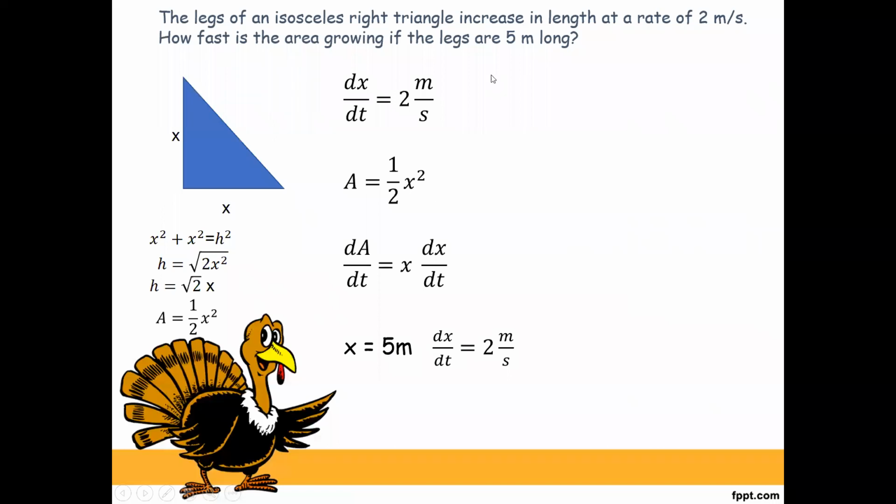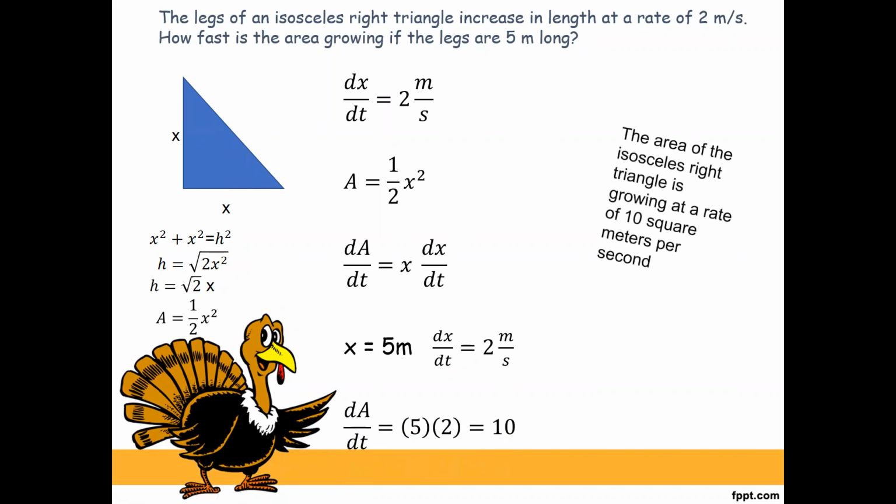Now we know x is equal to 5 meters. It says it up here. And dx/dt is equal to 2 meters per second. It says it up here. So for dA/dt, we're going to plug and chug. x is 5, dx/dt is 2, so that's 10. And what units is that? Units are very important. So we say the area of the isosceles right triangle is growing at a rate of 10 square meters per second.